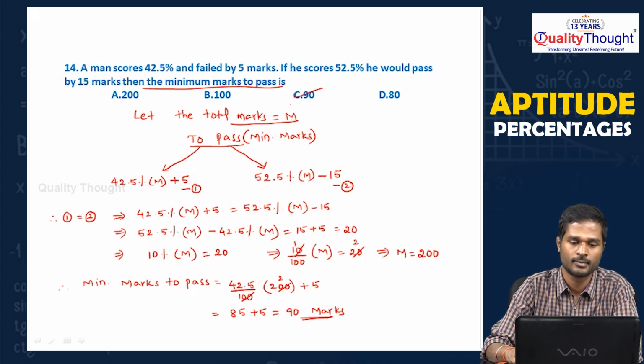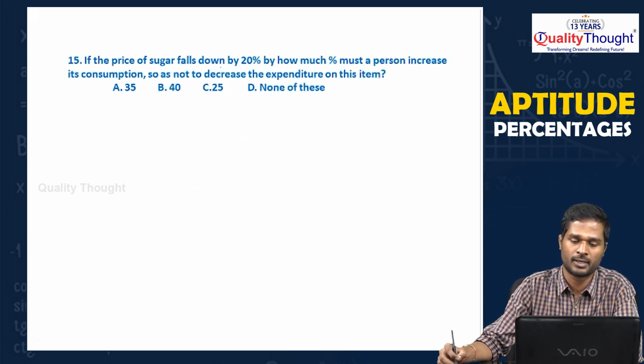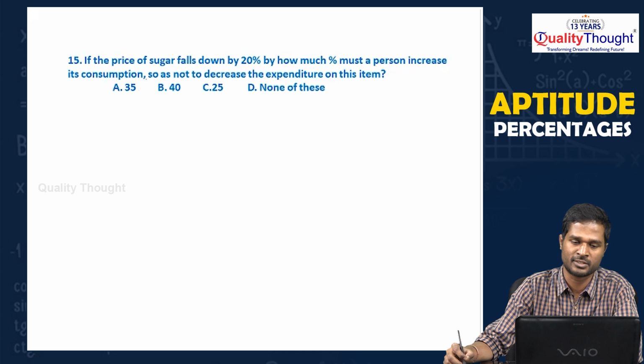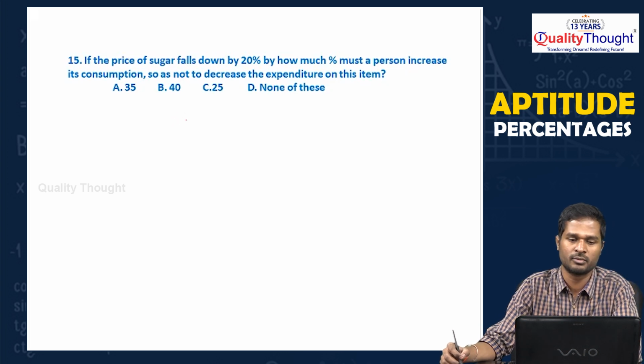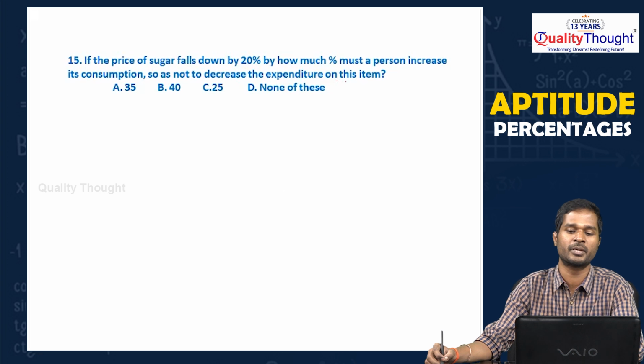Question number 15. If the price of sugar falls down by 20%, by how much percentage must a person increase his consumption so as not to decrease the expenditure on this item? Okay. Now, I think we have seen the question before the previous question, where the price of something is increased, then we try to decrease the consumption to maintain the same expenditure. But what happened here, the price itself is decreased. So how much can we increase the consumption with the same expenditure, so as not to decrease the expenditure on this item?